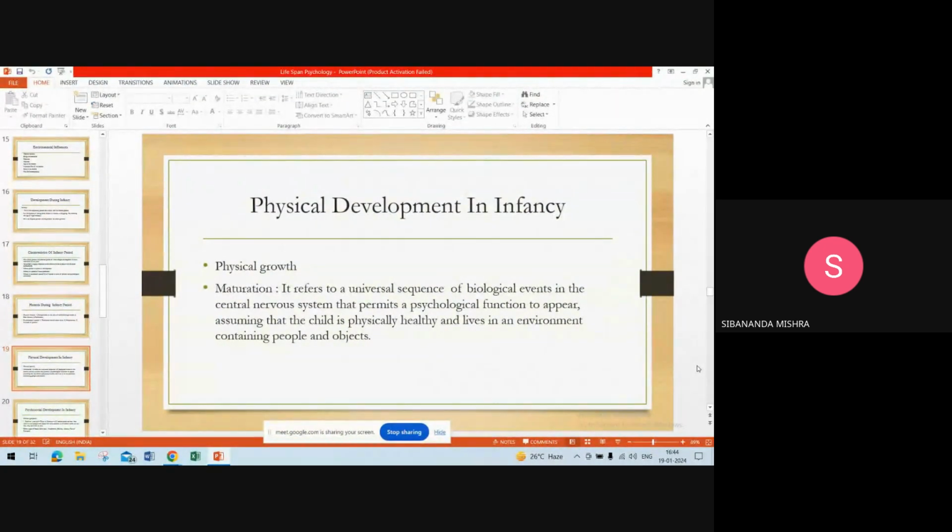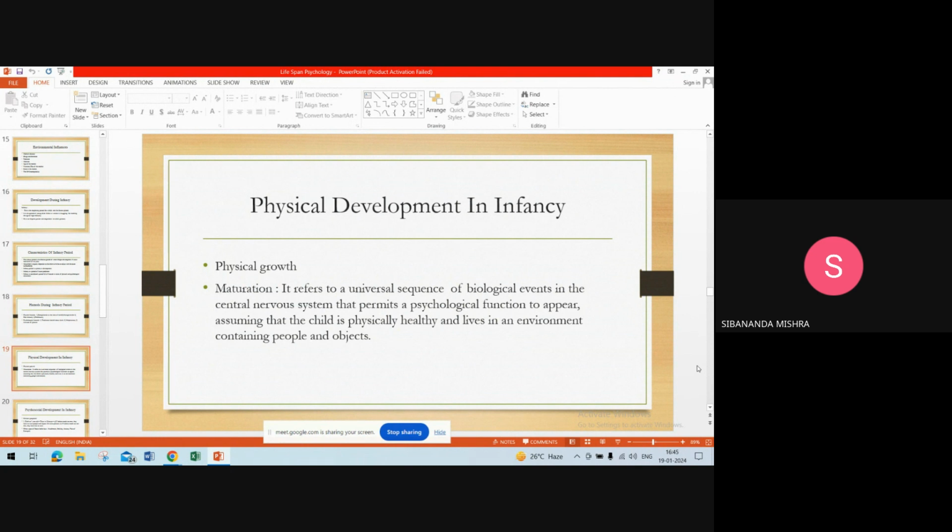A normal baby doubles its birth weight. There is a great expansion of the head and chest. Bones, which are soft at birth, begin to harden. Brain weight also increases rapidly during infancy. A newborn infant sleeps almost constantly, awakening only for feeding. By the end of the first year, sleeping and waking hours are divided about equally. So these are all about physical growth.